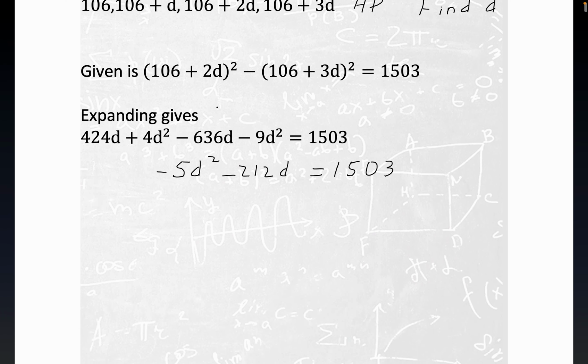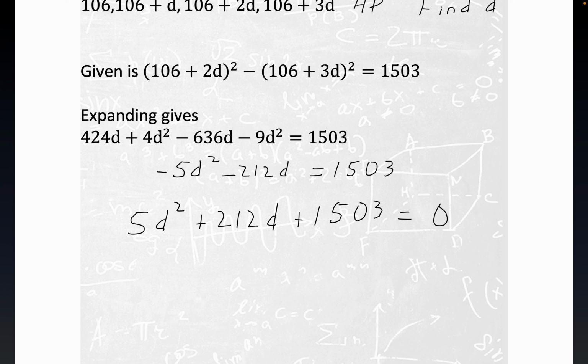Okay, so another way to write this, if we get everything on one side, in quadratic form, we can write this as 5d squared plus 212d plus the constant equals 0. So it is a quadratic, albeit with very large values.